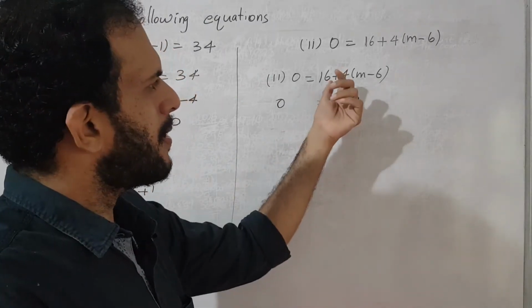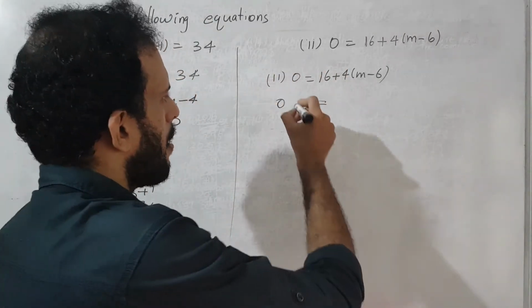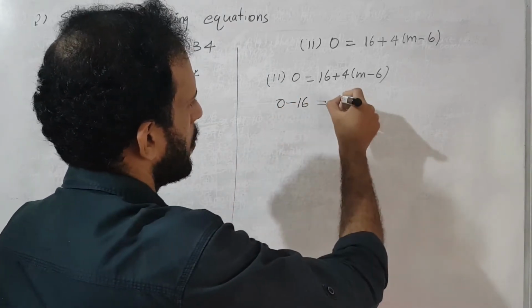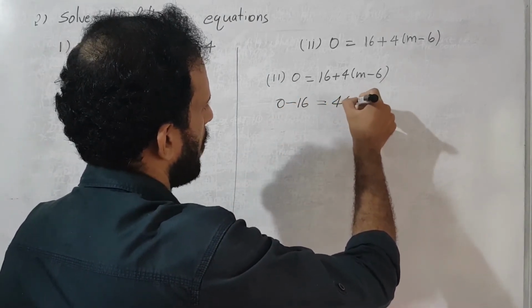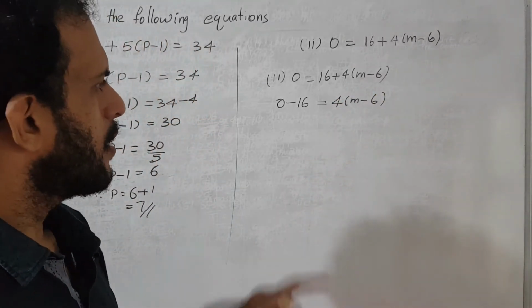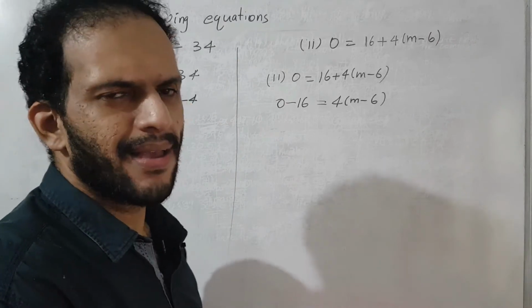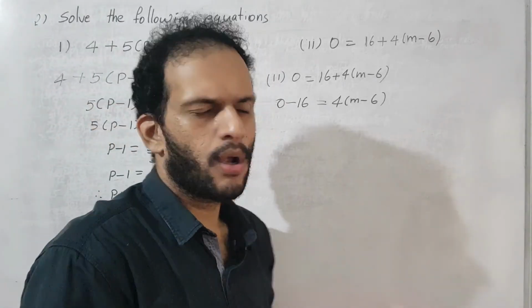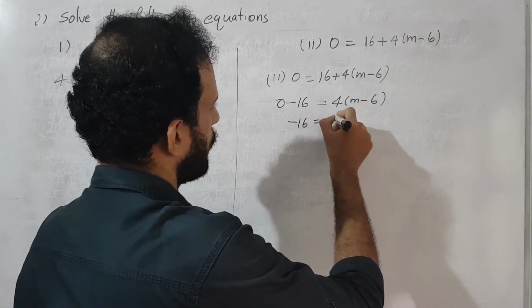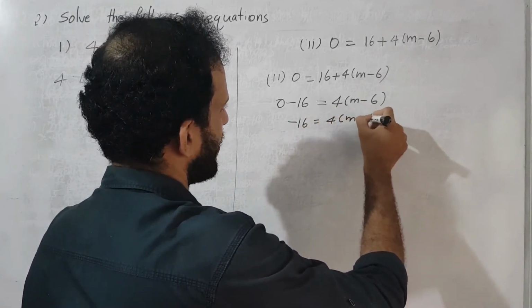Then if the plus 16 is transposed, the sign changes to minus 16. 0 minus 16, what is remaining here? 4 into m minus 6. Okay, 4 into m minus 6. What is 0 minus 16? Yes, 0 minus 16 is equal to minus 16, which is equal to 4 into m minus 6.